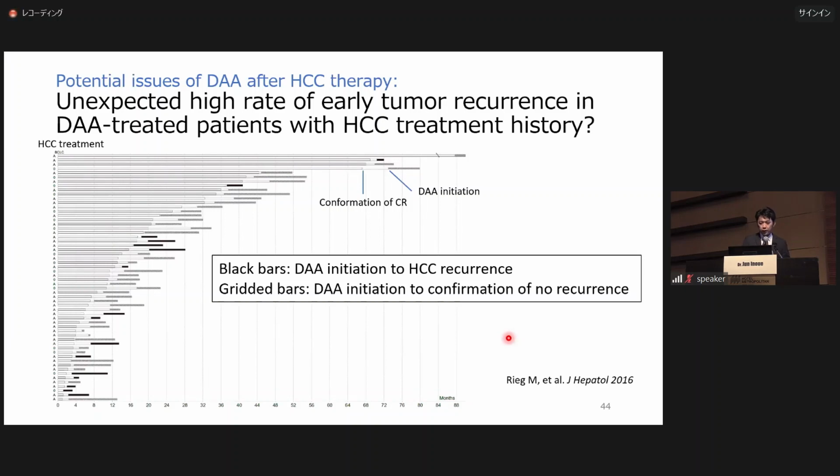As a potential issue of DAA after HCC therapy, a high rate of early tumor recurrence was expected in patients with HCC treatment history. This paper shows after the DAA treatment, the black bar indicates DAA initiation to HCC recurrence. So there were many patients with early recurrence after DAA treatment.